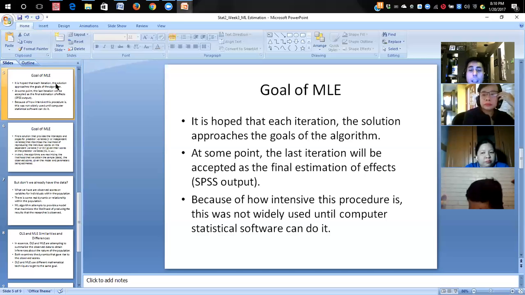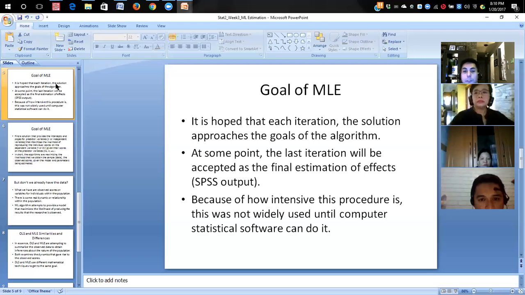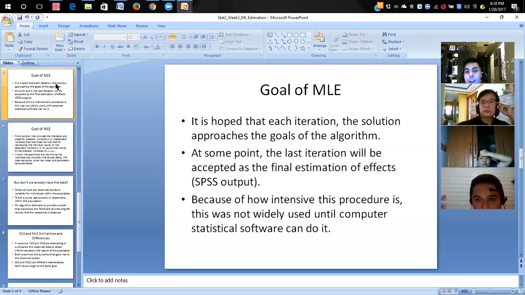But again, just follow me here. The maximum likelihood estimation, or MLE, is very iterative until it finds a solution that approaches the goals of the algorithm. And at some point, the last iteration will be accepted as the final estimation of the effects. And that is what you will get in the SPSS output. You will really see that it will have step 1, step 2, step 3, step 4, because it's very iterative. So that is what you're going to get in regression, okay? And because of how intensive this procedure is, this was not widely used until computer statistical software could do it.